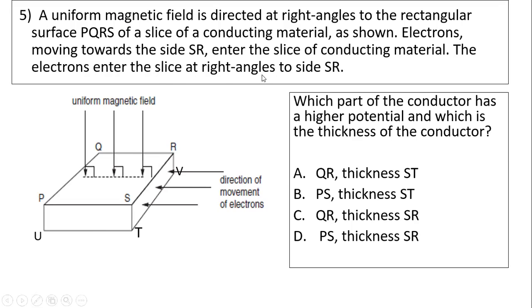Right, electron goes in, use your Fleming's left hand rule. Your field is going down, current is going to the right, so your force is going in. So it pushes the electron into the side QR. Okay, so you're right. QR, then thickness you know how to identify as ST, parallel to the field. Good.